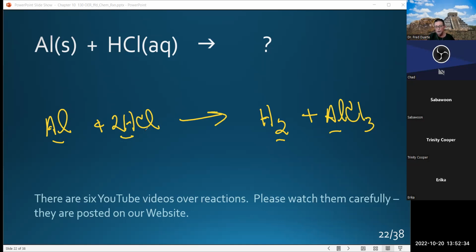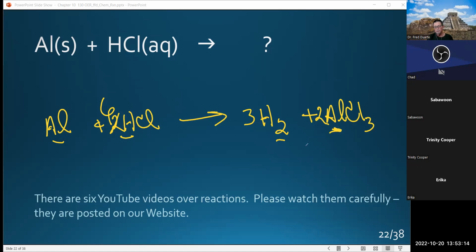So what if we find a common number? Again, in this case, the common number is 6, right? So if I put a 2 in front of aluminum, that gives me 6 chlorides. And so what if I replace that 2 with a 6? Okay, that gives me 6 chlorides on the left, 6 chlorides on the right, but it kicked up my hydrogen, right, to 6. All right, no problem. I put a 3 in front of H2, and now my hydrogens are taken care of.